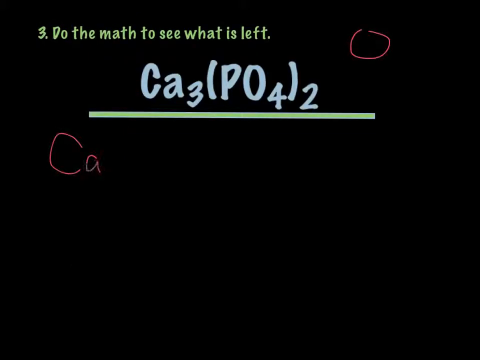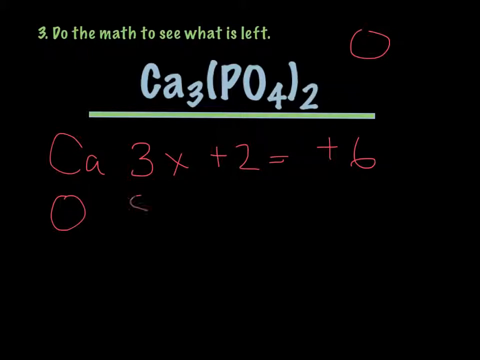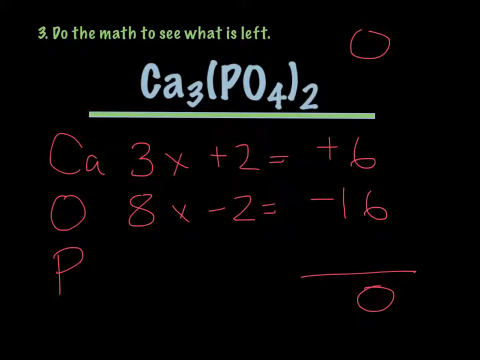We have our calcium. There are 3 of them, and they're each +2. That gets me a +6. I have my oxygen. There are 8 of them, the 4 times 2, and they're -2. That gets me a -16. And I'm finding phosphorus. The whole thing is going to equal 0. All right, and I have 2 phosphorus. I can do some simple math to cancel some things out.